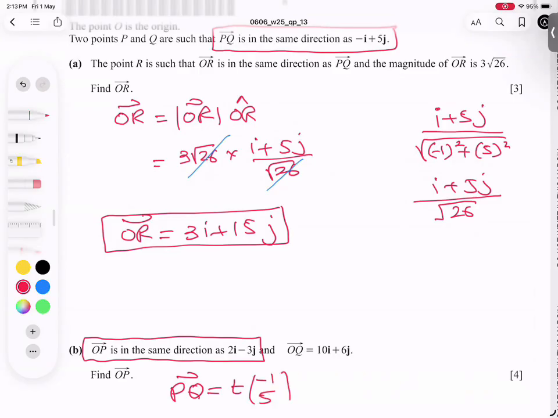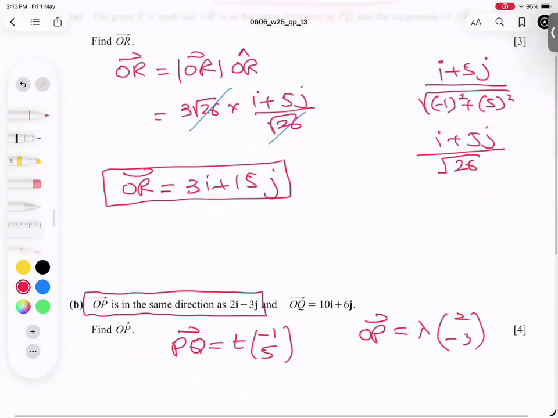-1 and 5. Okay. The way I wrote for PQ, the same I'm writing for OP also. Get ready. OP is equal to, I can put any other letter, not P, for example lambda, and I'm writing 2 and -3. Now I will explain why I wrote it like this.